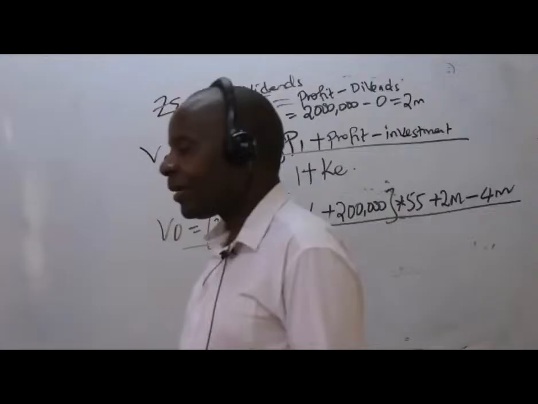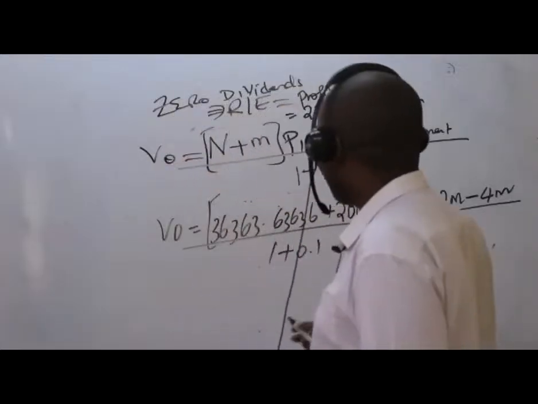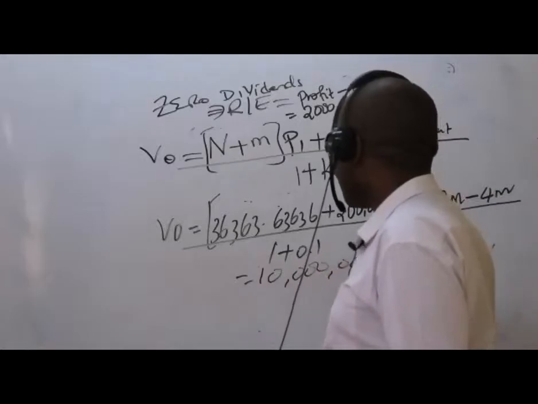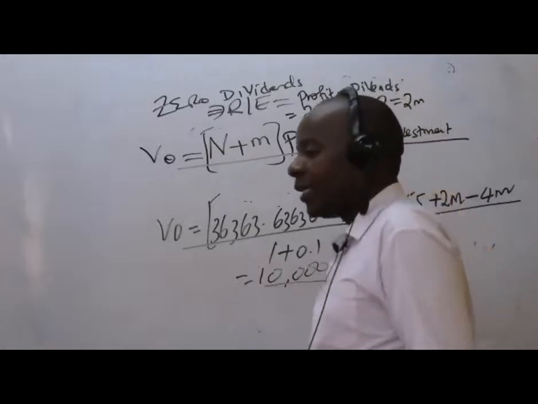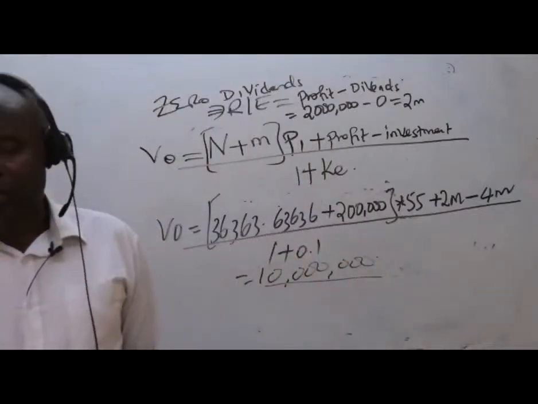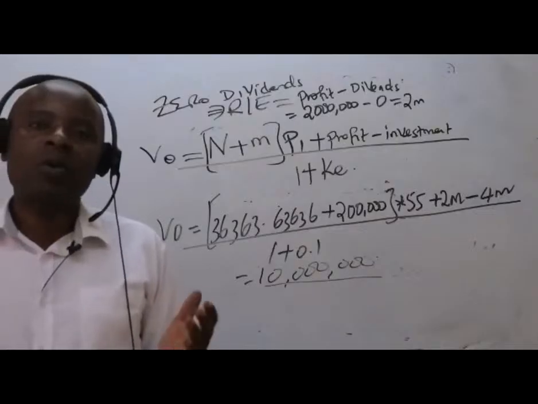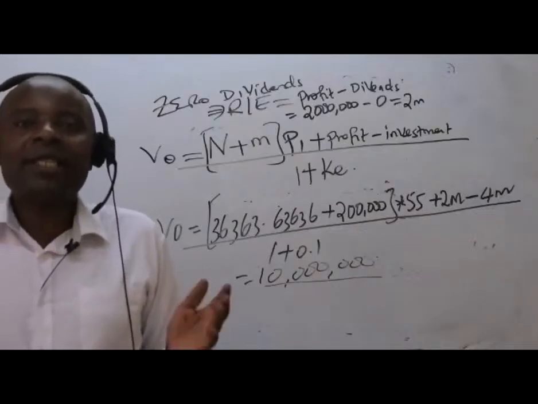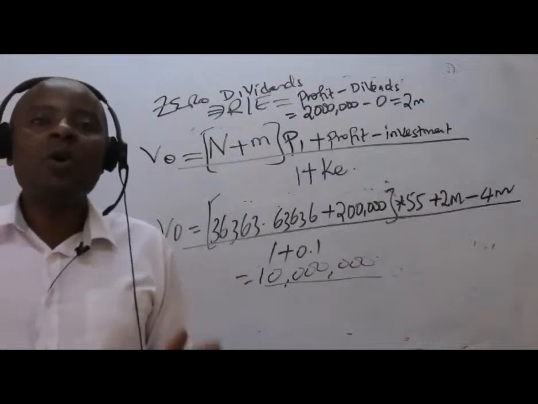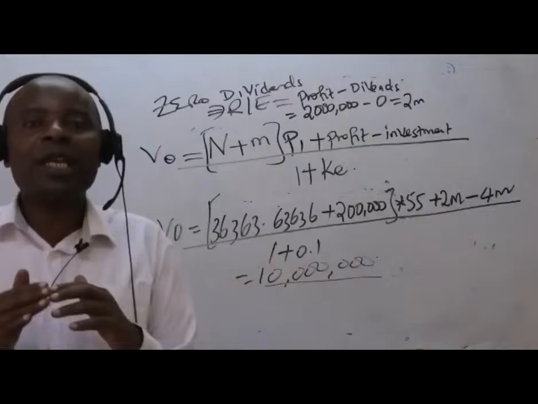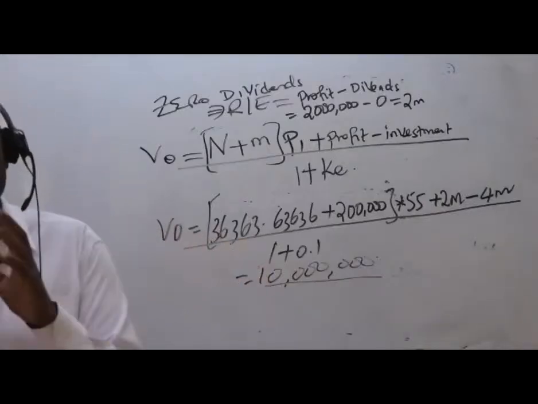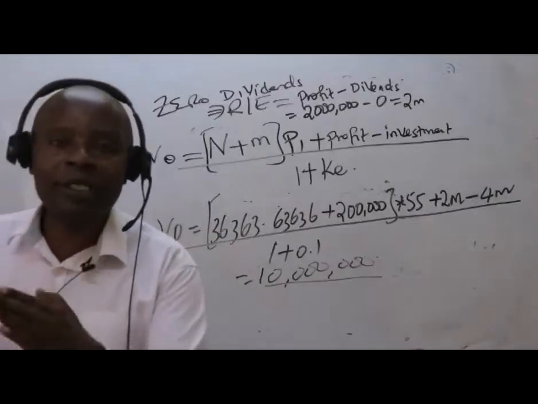So all of them are getting, at the end of the day, 10 million Kenya shillings. So, ladies and gentlemen, having gotten that, this is the value of this organization if it decides not to pay dividends. If we say it's zero dividends, then automatically we shall be able to get our firm being valued at 10 million.